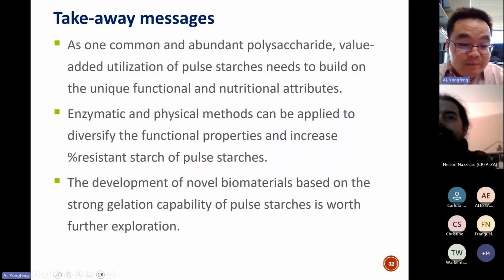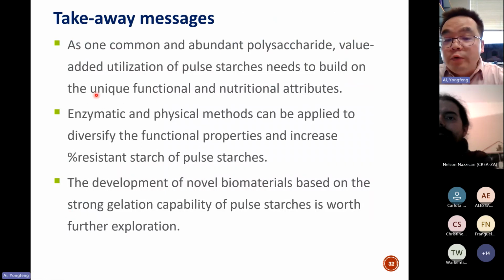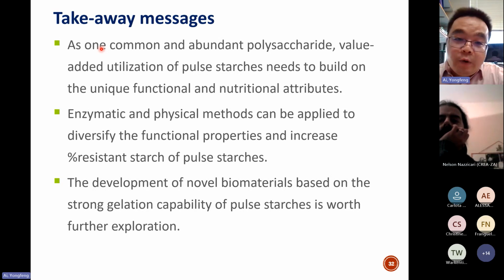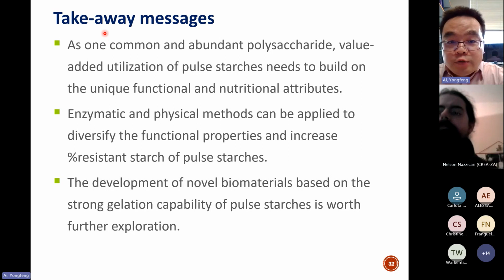So I think that's pretty much all the research I would like to share with you from our program at our university, how we work together with experts in different fields to find a way to process pulses, particularly the pulse starch, with significant value addition. I would like to use this slide to just share with you some of the most exciting findings.